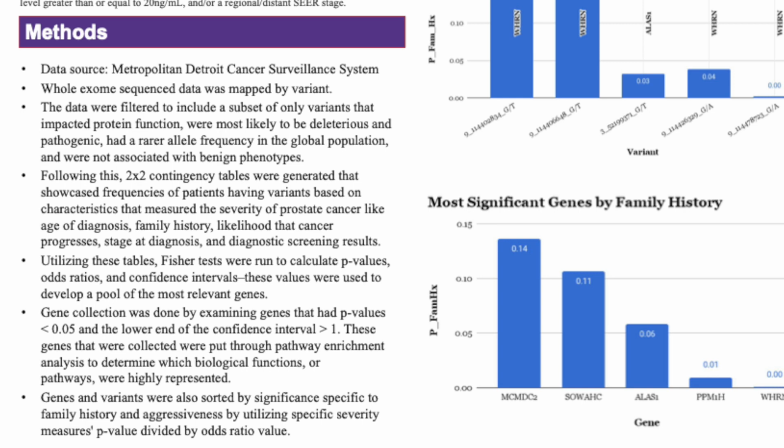So we had one primary mechanism of gene collection using these values. We looked at p-values less than 0.05 and where the lower end of the confidence interval was greater than 1 to find genes that were most likely to be relevant. We put this new group of genes through pathway enrichment analysis, and from here we determined which biological functions were overly represented in our data. Aside from looking at which pathways were highly represented, we wanted to know which genes and variants were most significant. So we sorted genes and variants by looking at a measure that combined p-value and odds ratio.